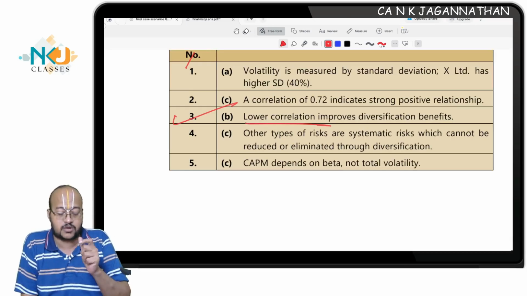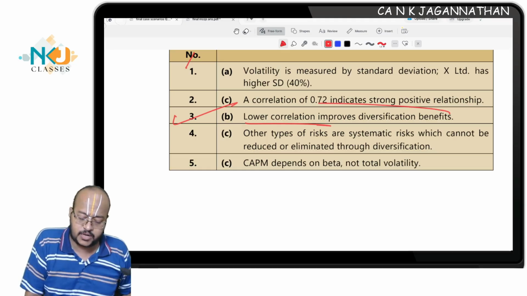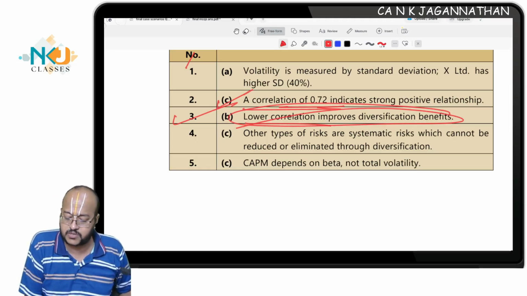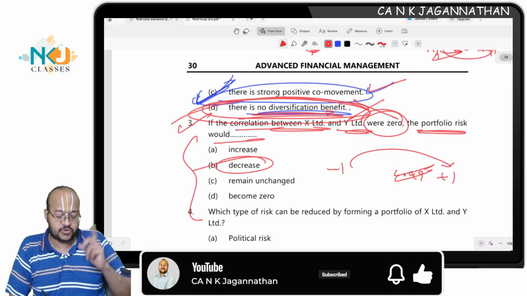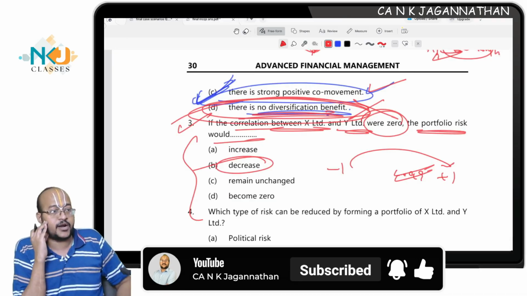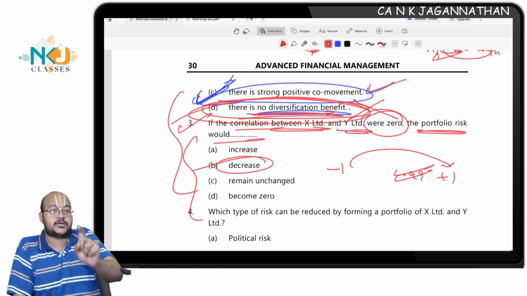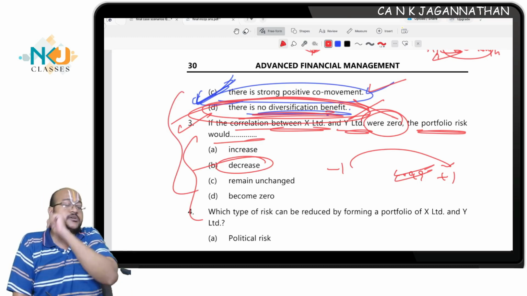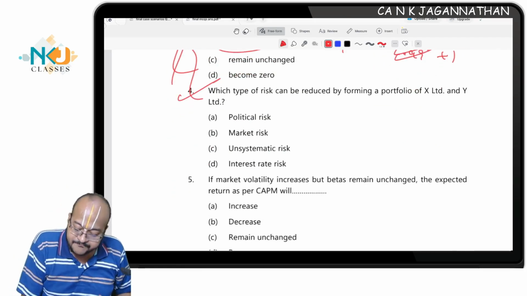But the explanation is, of course, lower correlation. Even no correlation should improve the diversification benefit. That's the real solution. A correlation of 0.72 indicates strong positive correlation. Very, very important. These two questions, I am very happy, are things you will never be able to understand in the regular descriptive questions. You can test this through MCQs. That is why MCQs come into the picture. Very, very conceptual. Now, next.